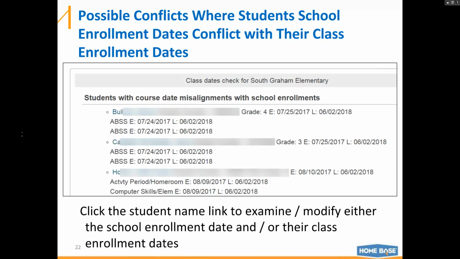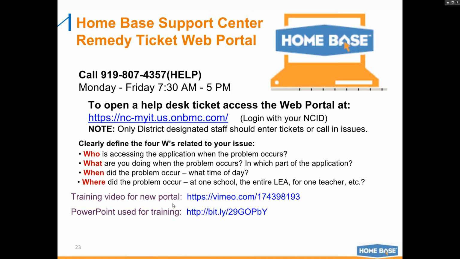So the possible conflicts deal with the student's enrollment versus his class enrollment. So definitely make sure we look at both of those pieces. Again, it always comes back to what is the correct date to use, and then going into actually changing it. All right, so let me go back and run this.